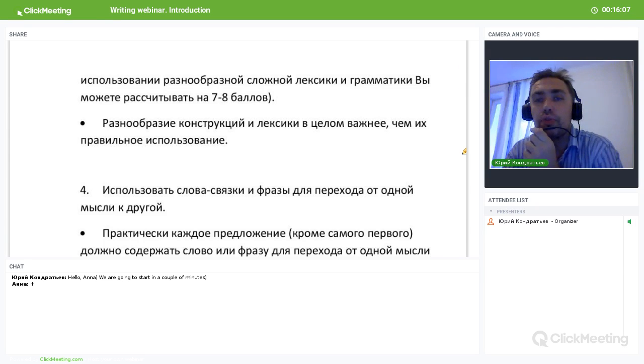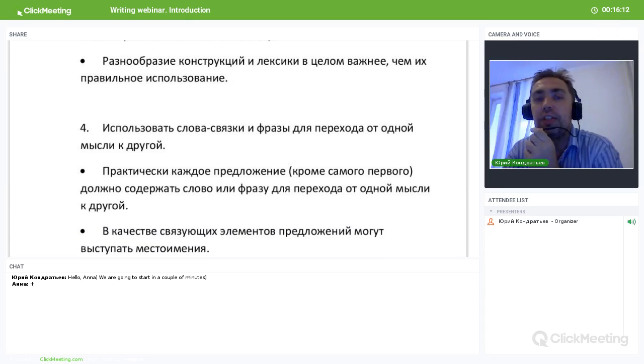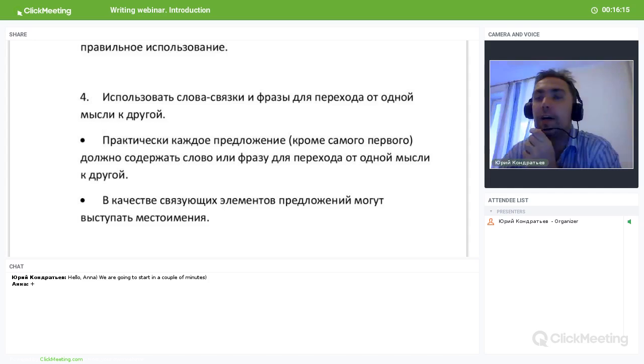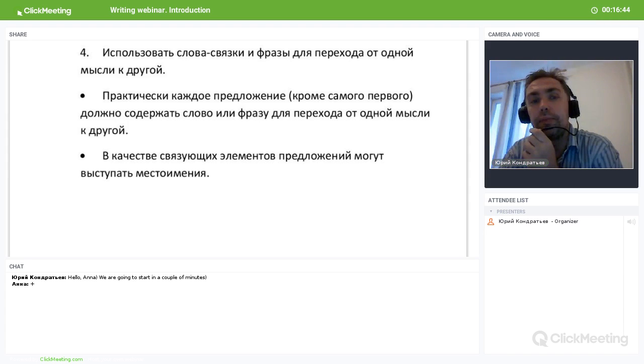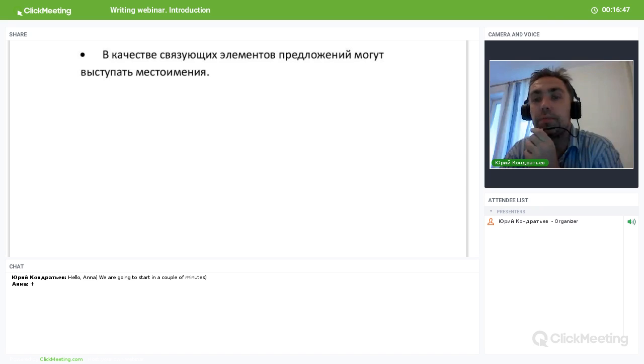Then, to improve your score in coherence and cohesion, you need to use special connectors to move from one idea or from one part of your essay to another. These can be words like firstly, secondly, on the one hand, on the other hand, in conclusion, nevertheless, however, and things like that. Okay, sometimes you can also use pronouns instead of such connecting phrases. So in the essay we're going to discuss this problem, and so this will be connected to the previous sentence using a demonstrative pronoun, for instance.